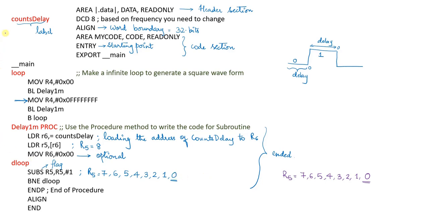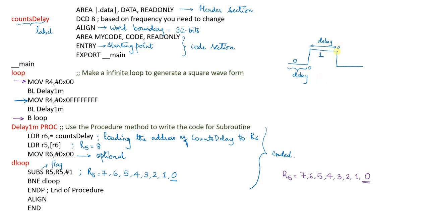You are going to go back to this particular line. So in this particular line it says branch to loop. So branch to loop means again you are coming to the starting point of this particular loop, that is move R4 with 0x00.